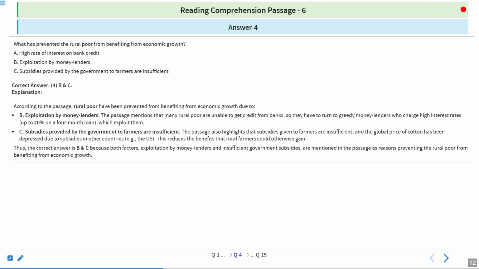exploit them. C, subsidies provided by the government to farmers are insufficient. The passage also highlights that subsidies given to farmers are insufficient, and the global price of cotton has been depressed due to subsidies in other countries, for example the US. This reduces the benefits that rural farmers could otherwise gain. Thus, the correct answer is B and C, because both factors, exploitation by moneylenders and insufficient government subsidies, are mentioned in the passage as reasons preventing the rural poor from benefiting from economic growth. I hope you've understood.